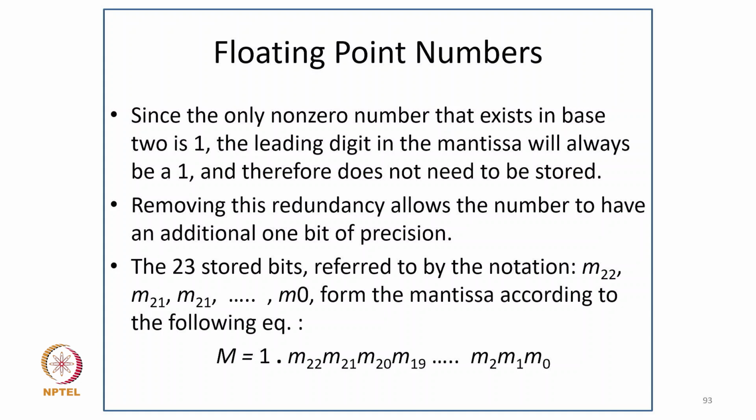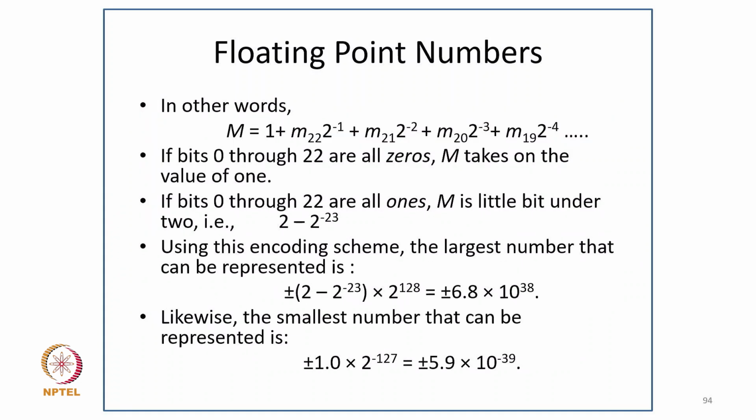and the 23 stored bits, referred to by the notation M22, M21, M20, and so on to M0, form the mantissa according to the following equation: m equals 1.m22 m21 m20 to m1. In other words, m equals 1 plus m22 times 2 to the power minus 1, plus m21 times 2 to the power minus 2, and so on, m19 times 2 to the power minus 4, and so on. So if bits 0 through 22 are all 0, m takes on the value of 1. If bits 0 through 22 are all ones, m is a little bit under 2, that is 2 minus 2 to the power minus 23.